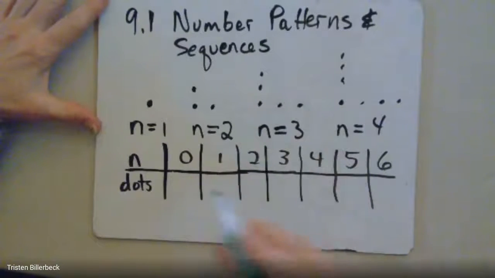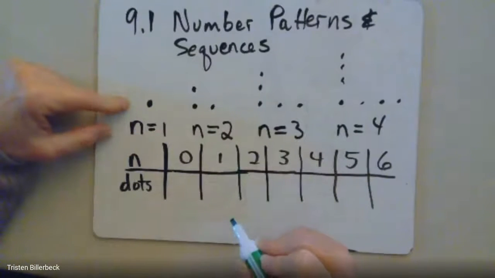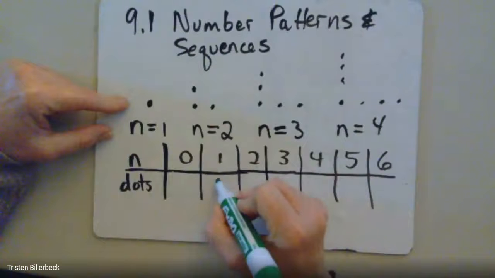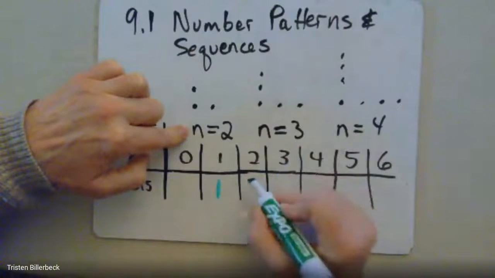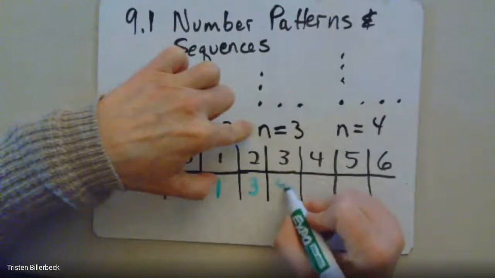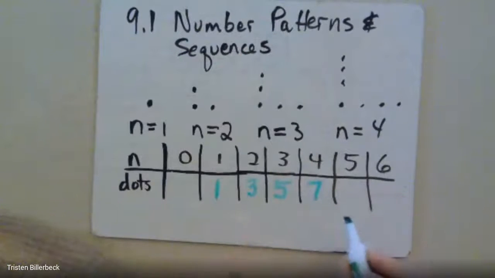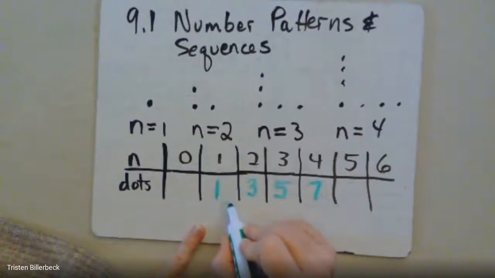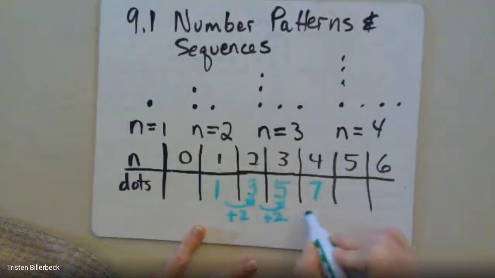Let's try to figure out how we might predict how this pattern or sequence is going to grow. So we know when it's the first of the sequence, we have 1 dot. When we have the second of the sequence, we have 3 dots. And the third, we have 5. And the fourth, we have 7 dots. Now, if we look at this, we can see that each time we're adding 2 dots to each one.